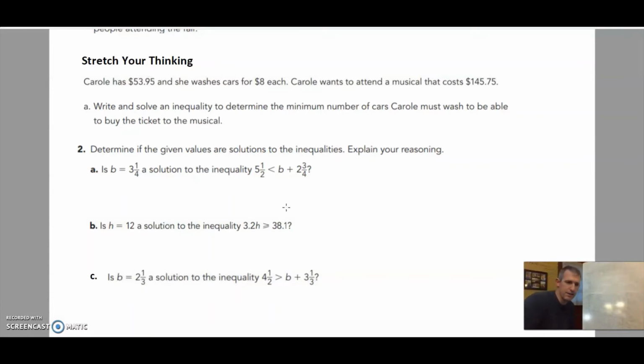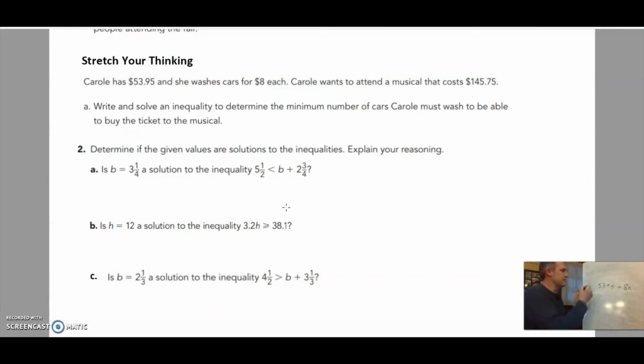Okay, well, this is a little bit crazy. It involves some things that we haven't done before, but I think we can do it. So we know that she has $53.95. And then every time she washes a car, she's going to get $8. So let's say C represents the number of cars.